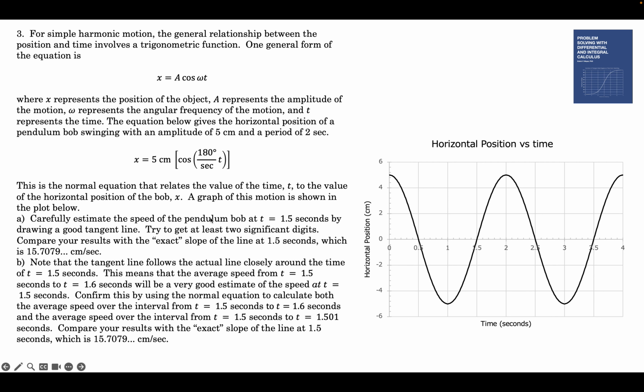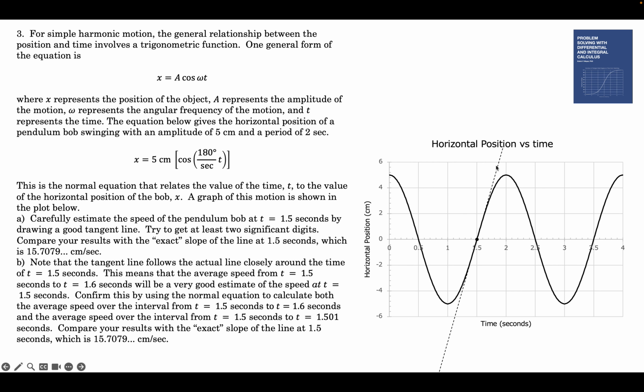Carefully estimate the speed of the pendulum bob at 1.5 seconds, right here, by drawing a good tangent line. We want to draw a tangent line that follows the curve at 1.5 seconds. Well, first we'll put a dot there, and we'll carefully draw a tangent line. Now we have to get the slope of that tangent line.